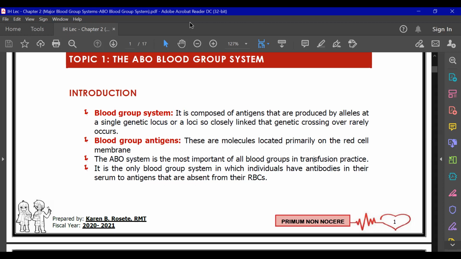So the ABO system is considered the most important of all blood groups in transfusion medicine or transfusion practice. Why? Because this is the only blood group system in which individuals have antibodies in their serum against antigens that are not present on their red blood cells. We discussed this in our previous discussions, the Landsteiner's rule.